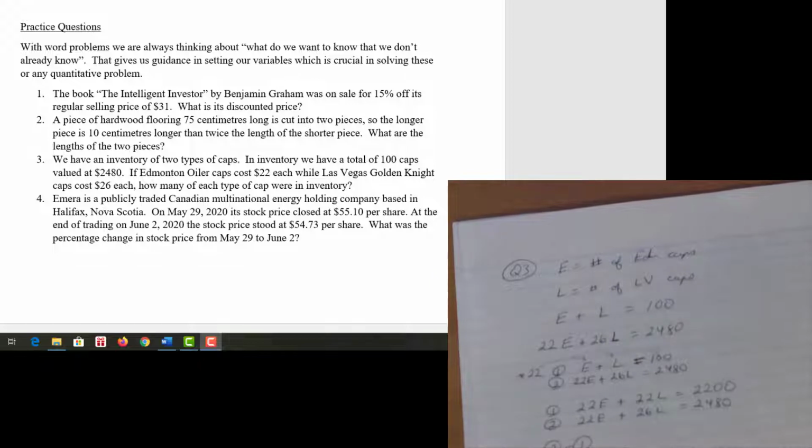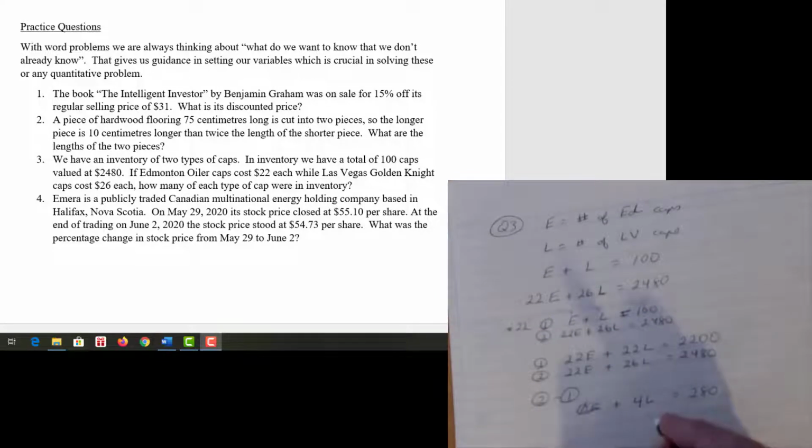Realistically, my biggest source of stupid mistakes is forgetting that negative sign. So if I don't have any negative signs, there's nothing for me to screw up. So let's go 22E minus 22E, and I get 0E, plus 26L minus 22L, that's 4L, and then 2480 minus 2200, that's 280. I can pretty much ignore the 0E, and I have 4L equals 280. I divide both sides by 4, and I get L equals 70. 70 Las Vegas caps. Cool.